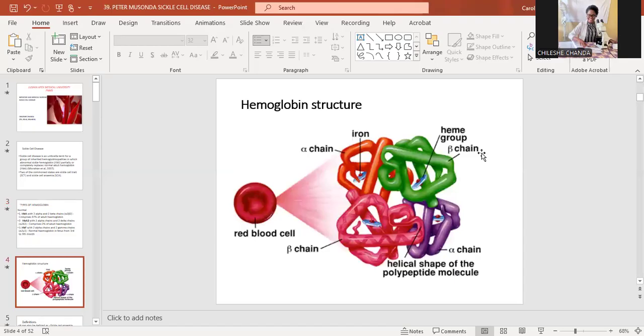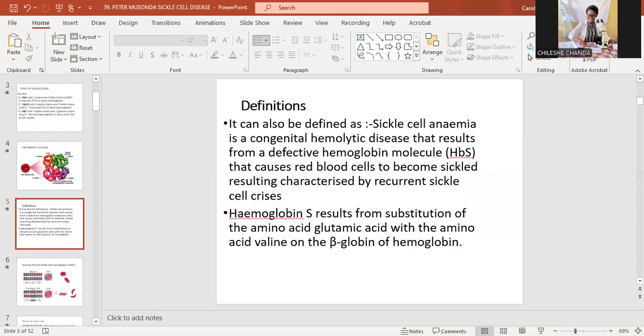This structure is just showing us the hemoglobin structure inside of a red blood cell. These are the chains that we were talking about. We have one alpha chain and another alpha chain, and one beta chain and another beta chain. So this is the normal hemoglobin A for an adult. On each chain, you are going to find a heme group and an iron molecule on that heme group.